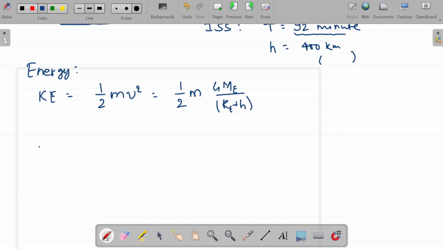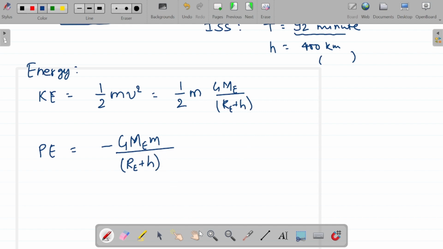Now what about potential energy? We have obtained this several times: −GMe m, where m is the mass of the satellite, divided by the distance, which is Re+h.